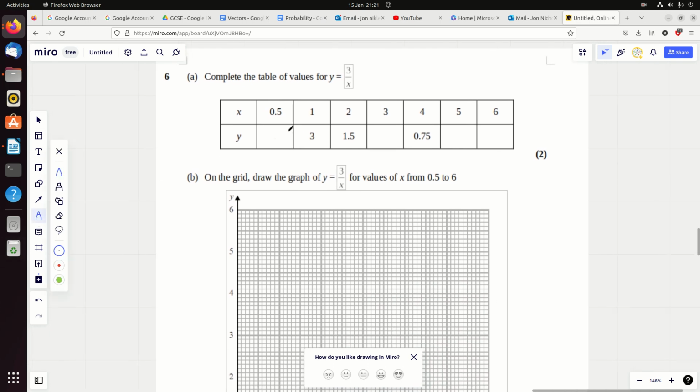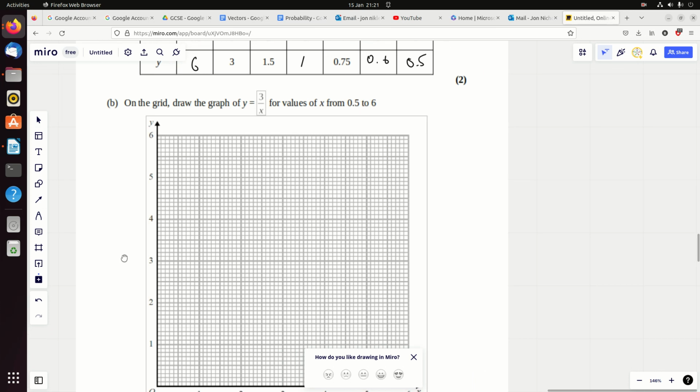Okay, complete the table of values for y equals 3 over x. Okay, 3 divided by a half. How many halves fit in 3? 6. Do it on a calculator. It's a calculator paper. 3 divided by 3 is 1. 3 divided by 5 is 0.6. And 3 divided by 6 is 0.5. In fact, yeah, this question was done really well, to be honest. I'm not surprised. It's really not that bad.